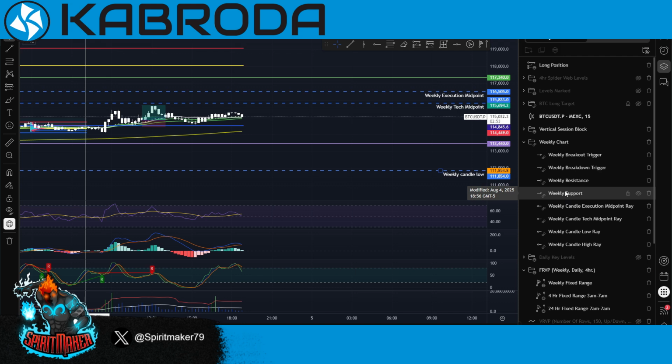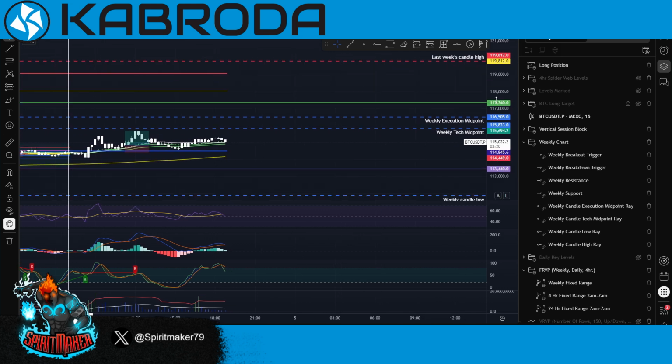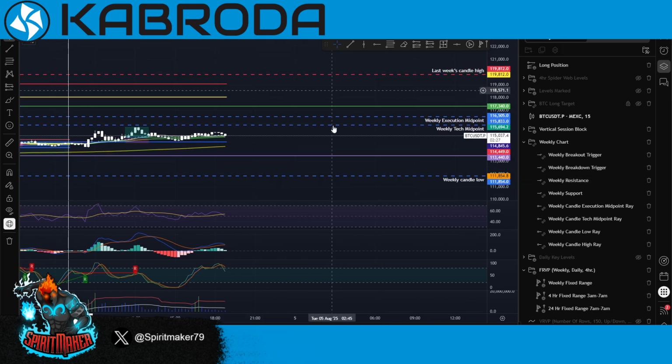So you can see here's our support level. It's sitting at the same spot as our weekly candle low. As I run over the candle low, you can see it's changing colors. Then you have the weekly support, which is on the same zone, and the weekly resistance, which is right up here on the last candle's high. So that's the range that we could be bouncing in.